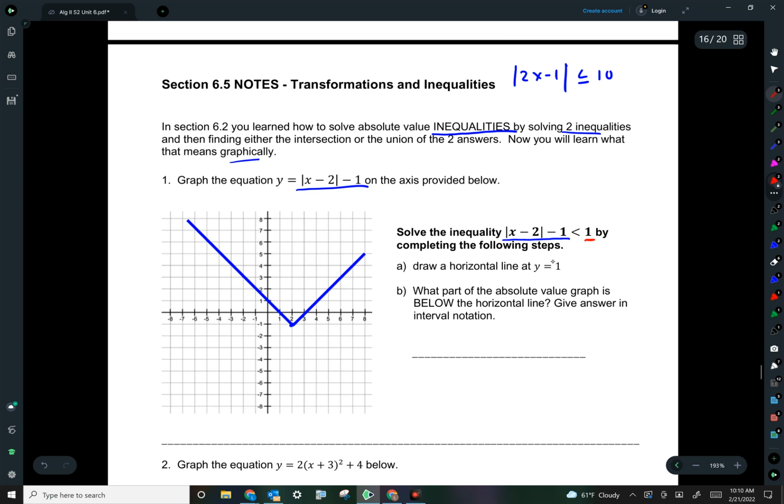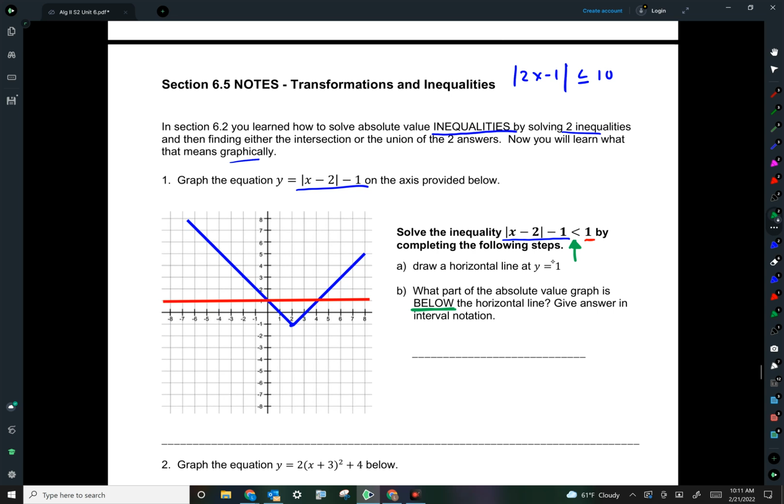So look at letter A. The next step is we're going to draw a horizontal line at y equals 1. And the reason it's 1 is because that's what's on the right side of this inequality. So we're going to draw a horizontal line right here at y equals 1 all the way across. Okay, and letter B says what part of the absolute value graph is below the horizontal line. The reason we're looking at below is because it says right here in the inequality, I want the blue, the absolute value, to be less than, that means below, the red, which is the line at y equals 1.